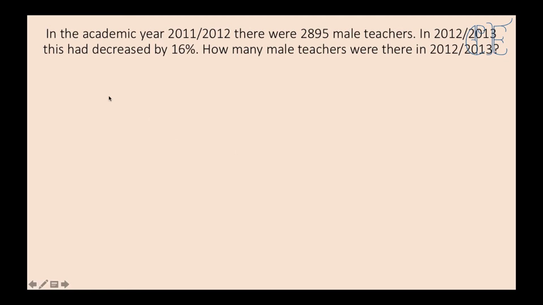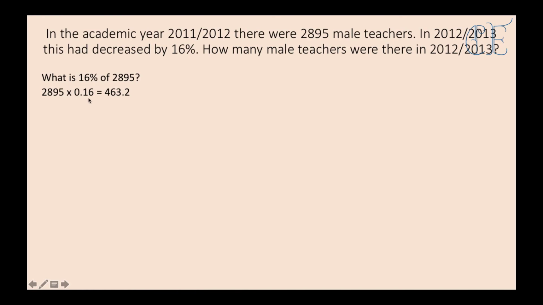So the first question is, in the academic year 2011 to 2012, there were 2,895 male teachers. In 2012 to 13, this had decreased by 16%. How many male teachers were there in 2012 to 2013? So what you've got to do is basically work out 16% of the number of males that there were last year, in 2011-12. So 16% of 2,895. So what you could have done was taken your 2,895 and times it by the decimal version of 16%, which is 0.16.